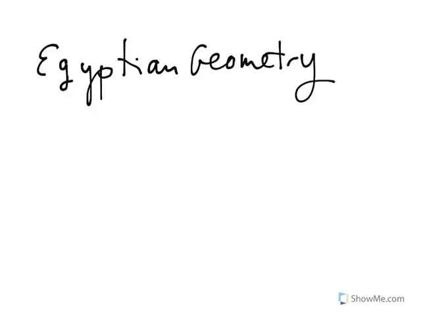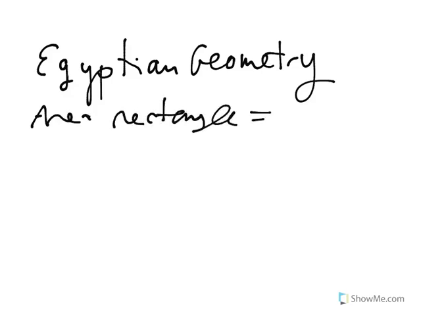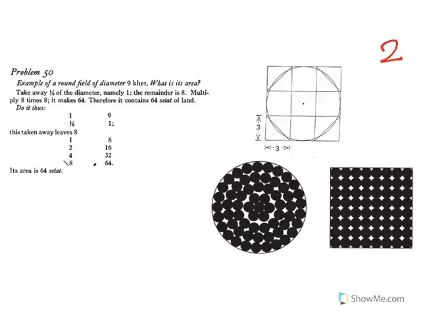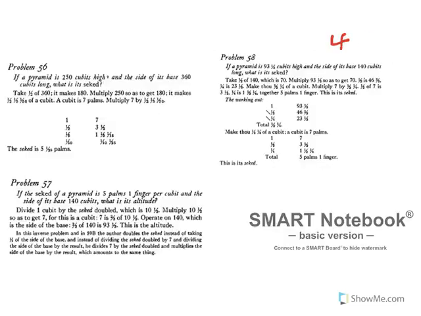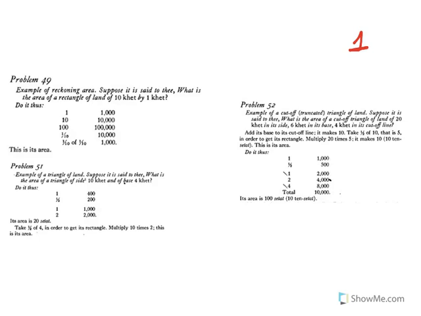So one thing I want to show you is that they did have the formula for the area of a rectangle, which is base times height. We can see that in problem 49. What is the area of a rectangle? That's 10 by 1. And they have some units of measurement, but basically they are multiplying the numbers together.